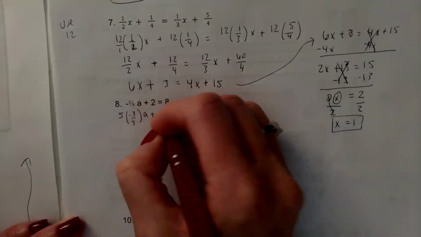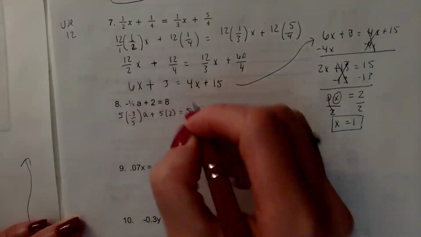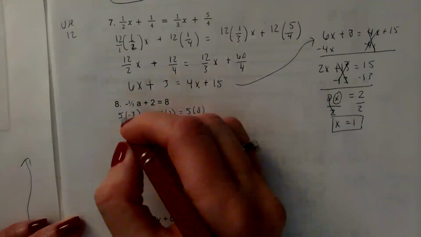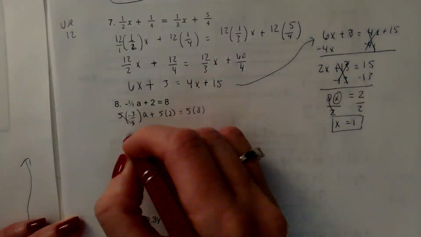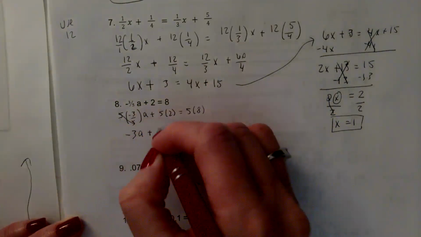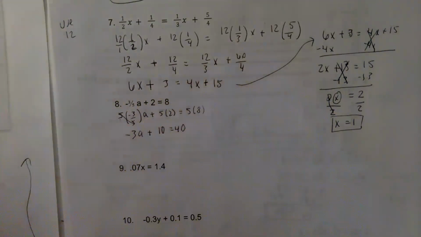I have to multiply 2 by 5, and I have to multiply 8 by 5. The entire equation gets multiplied by 5. So those 5's cancel. That's the idea. So that fraction cancels. So I have a negative 3a plus 5 times 2 is 10 equals 5 times 8 is 40.